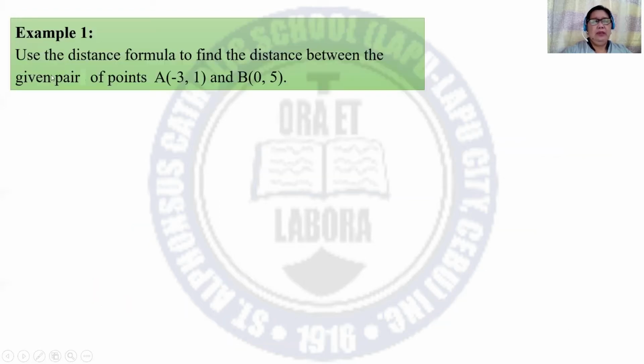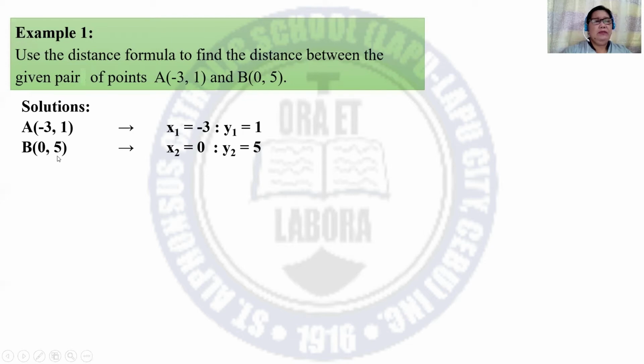Let us have an example. Use the distance formula to find the distance between the given pair of points A and B, where A has coordinates -3 and 1 and B has coordinates 0 and 5. For the solution, point A with coordinates -3 and 1 means x sub 1 is -3 and y sub 1 is 1. Point B with coordinates 0 and 5 means x sub 2 is 0 and y sub 2 is 5.